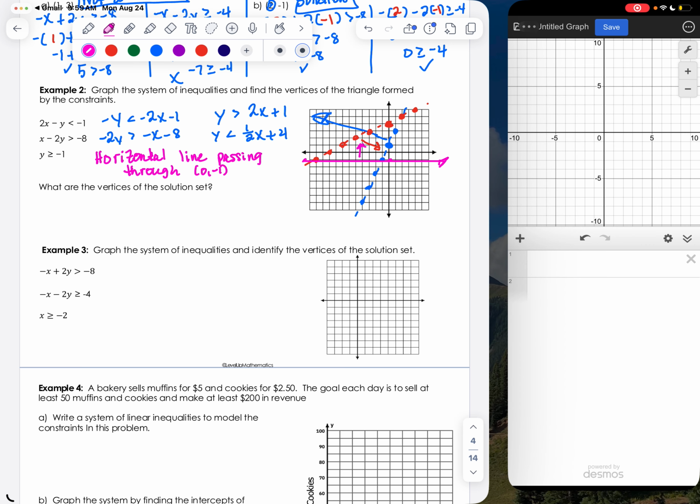Now notice the only part of the graph that was shaded 3 times was this region right in here. So we formed a triangular region, and the question asked us to find the vertices. So let me darken those in here. There's one, and there's one. So let's list those vertices.